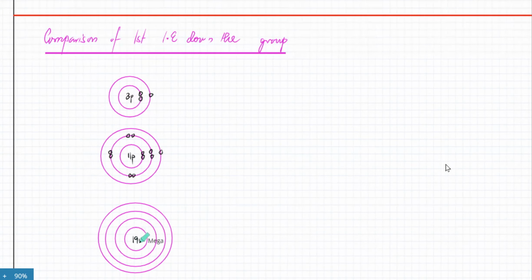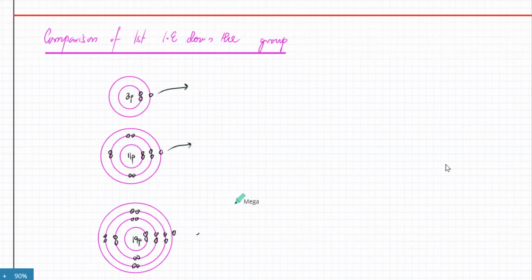It's 19 protons in its nucleus. They are attracting electrons. So 2, then there is 8, then there is another 8. And then finally you have 1 electron in its outermost shell. So in all these cases, we are trying to remove just 1 electron, just 1.